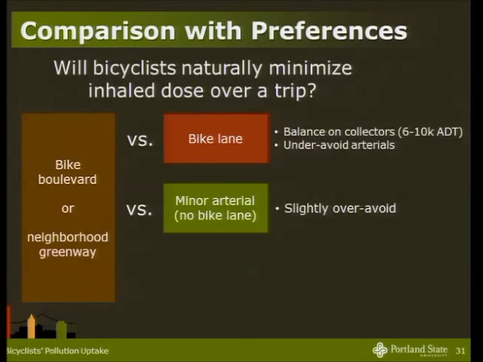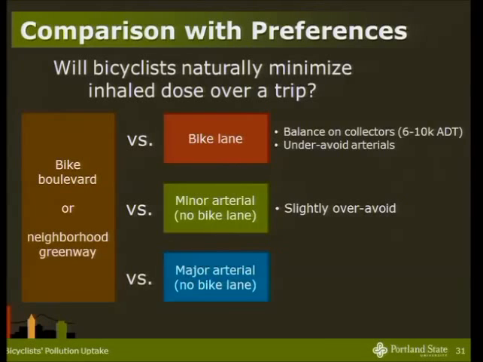On the other hand, if we look at a minor arterial with no bicycle lane on it, bicyclists really don't like that. And so bicyclists are willing to go more out of their way to avoid a minor arterial with no bike lane on it. And in that case, bicyclists will slightly over-avoid this facility. In other words, bicyclists are willing to go farther out of their way than would be necessary for an inhalation dose minimizing route. And you might have a situation where bicyclists are actually increasing their inhalation dose because they're going so far out of their way they have a very long trip duration.